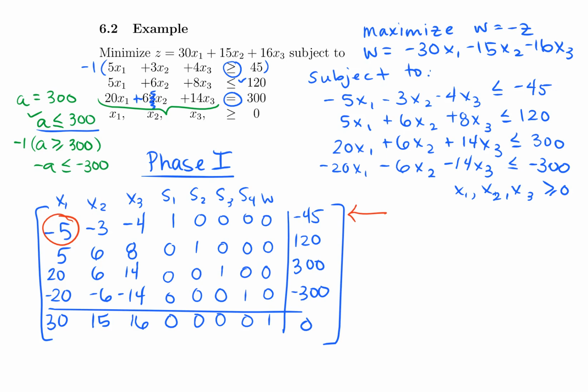We also could have chosen to use row 4, and we could have used any pivot: negative 20, negative 6, or negative 14 as the pivot element. Without actually doing the simplex method from there, you can't really tell which one's going to be fastest or simplest. So you just have to choose something that's easy to work with. That's why I chose the negative 5, because it would divide negative 45 evenly.